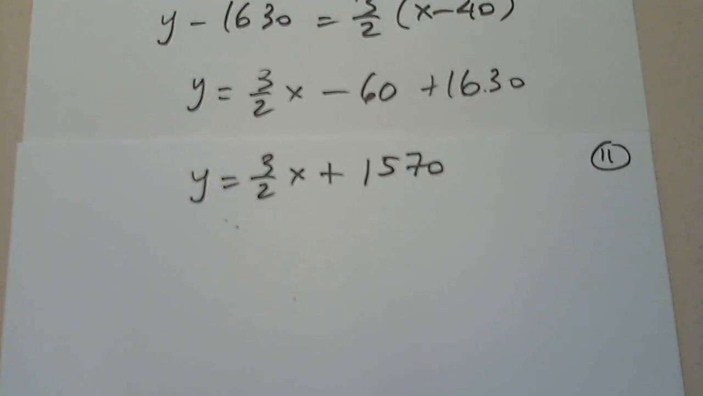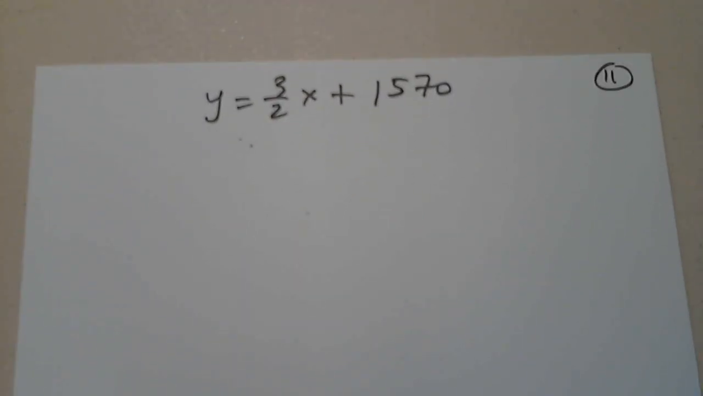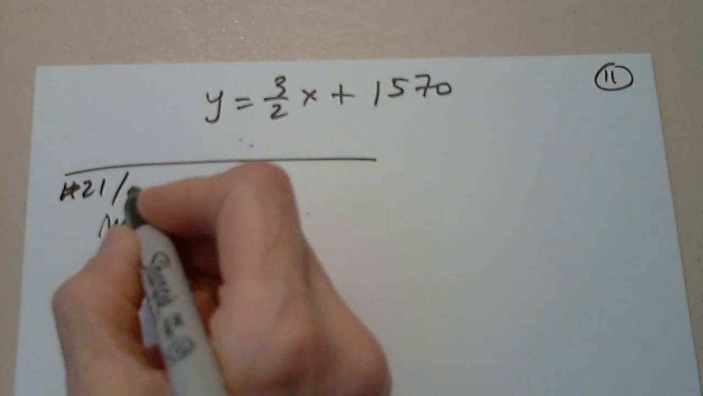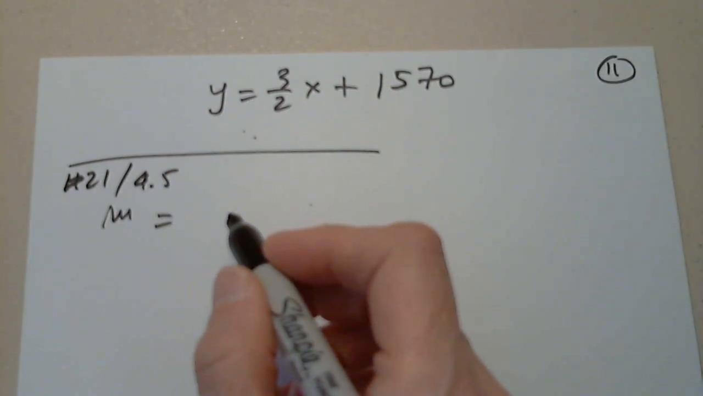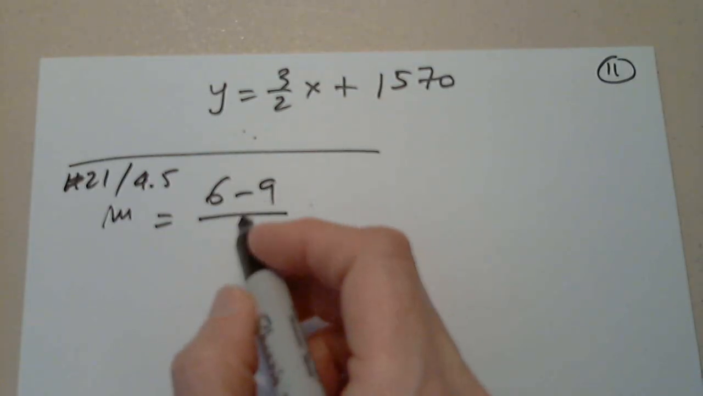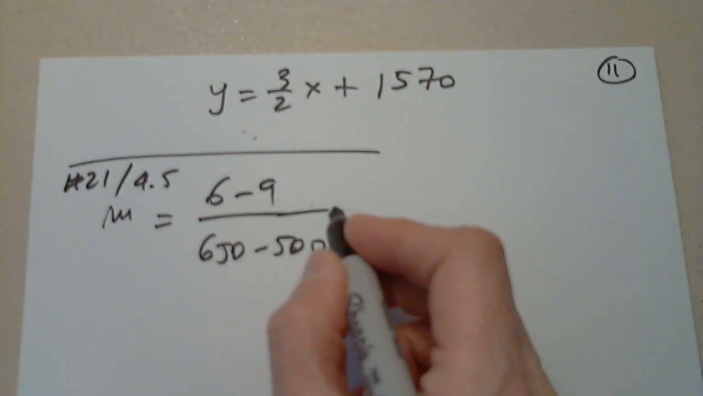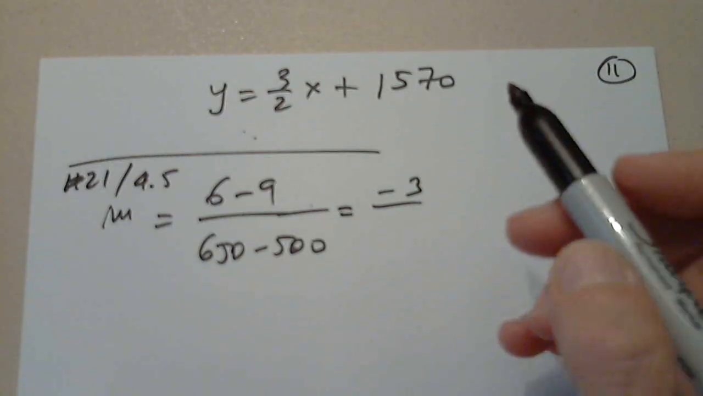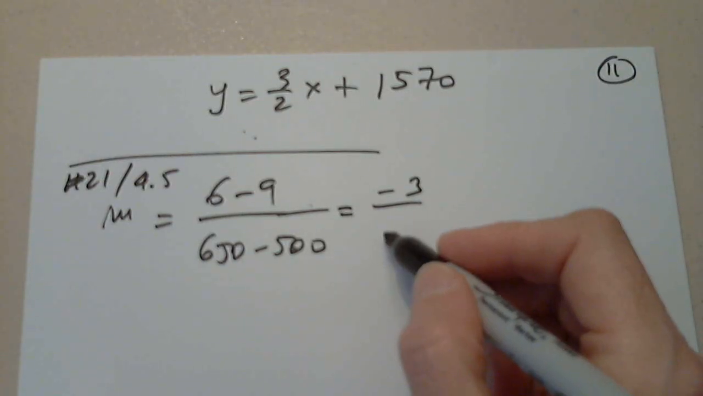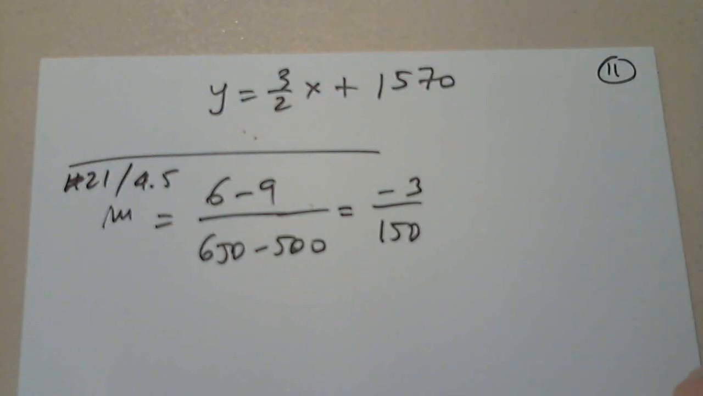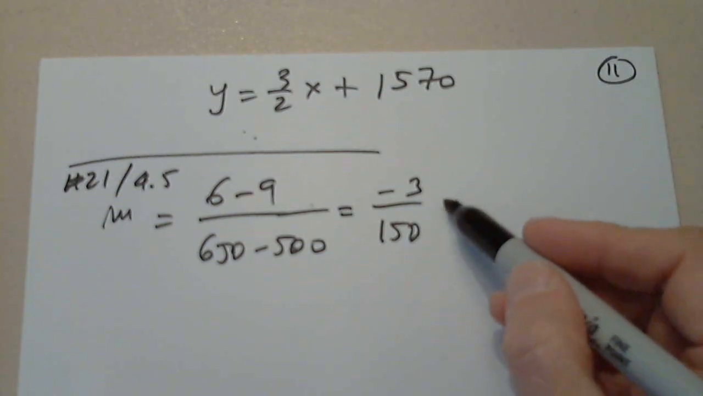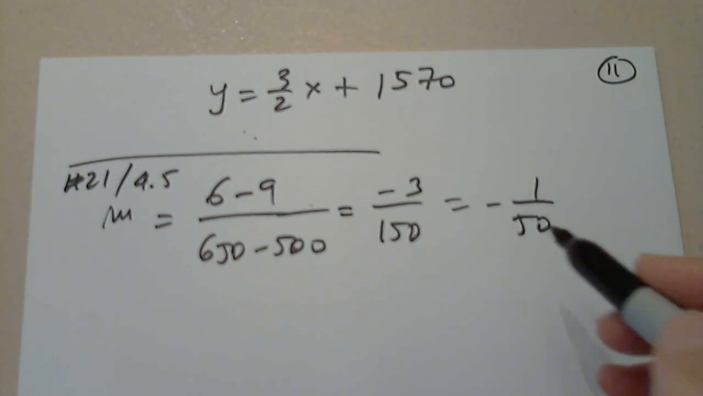Find the linear equation in slope-intercept form that relates the interest rate. Yes. I have to find a slope. So this is problem 21 on 4.5. And the slope is 6 minus 9 over 650 minus 500. 6 minus 9 is negative 3, and over 150. 650 minus 500 is 150. I'll simplify by 3. 1 over 50.